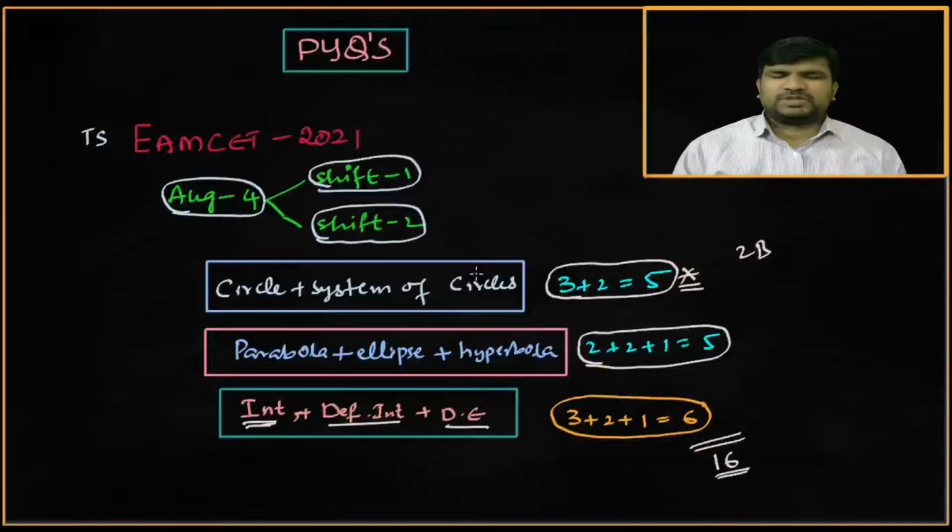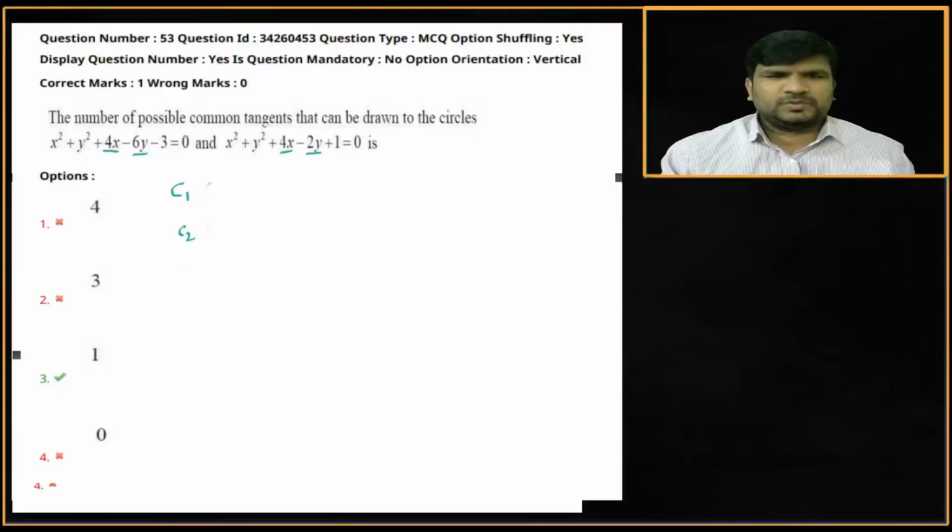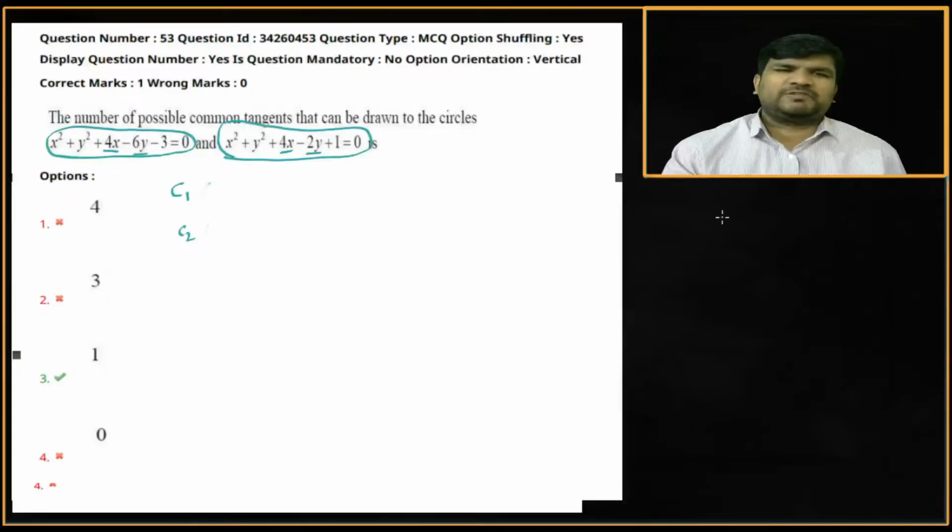So in today's class, we are going to discuss circles and system of circles, August 4, shift 1 and shift 2. So in total we are going to discuss 10 previous year questions. So the first question is, the number of possible common tangents that can be drawn to the circle. Here 2 circles are given. We have to find the number of common tangents. So there are 6 conditions here. Let us discuss them one by one in detail.